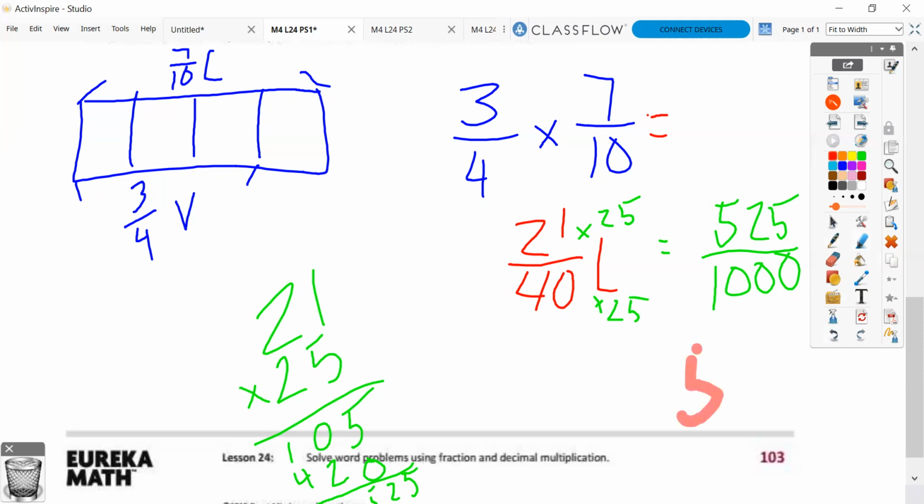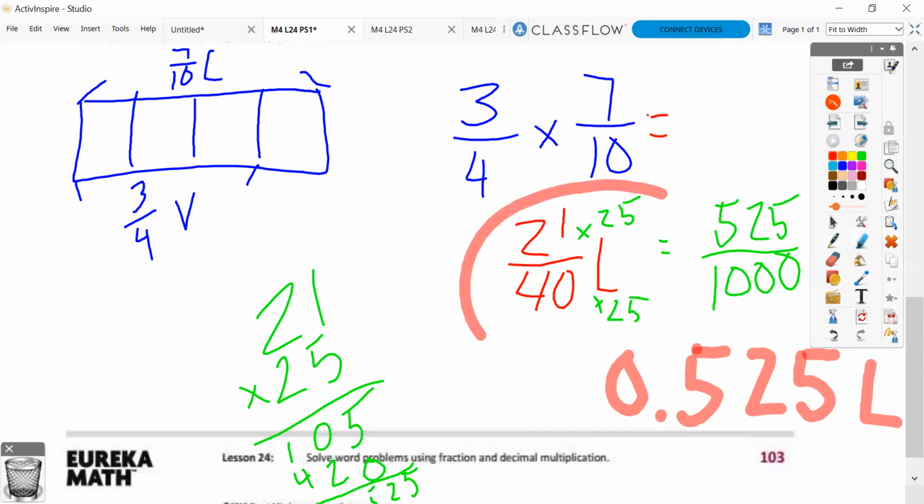So if I just write those digits back down, and then I tell myself 3 digits behind the decimal, well, there's 3 digits. Let me place the 0 in front of it. Well, 0.525 what? Well, liters, right? Now we need to place that in a statement. We now have represented it as a fraction and as a decimal.